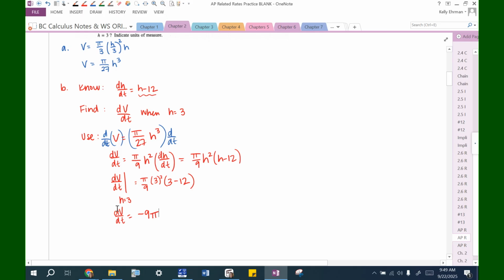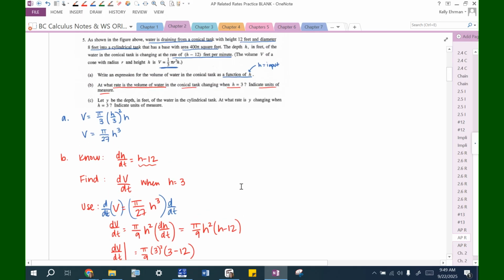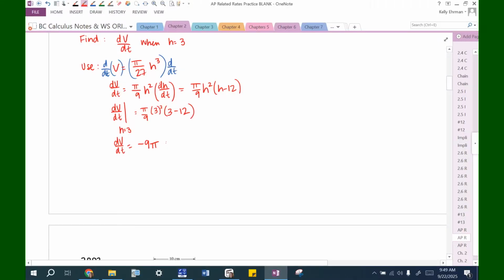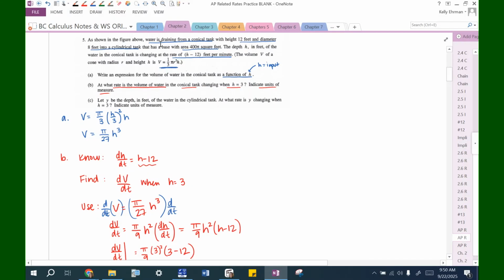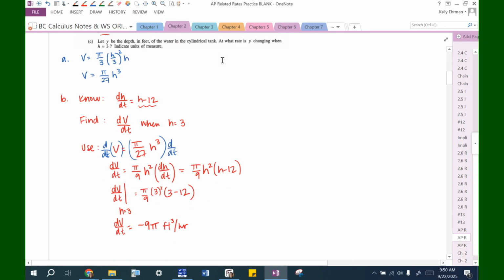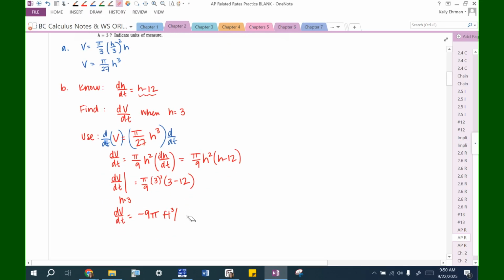Indicate units of measure. We're talking about volume. The measurements are in feet, so this is going to be cubic feet per hour. Let me check that. Yes, we had, oh no, not per hour, feet per minute. See, good thing I checked. I don't want to lose a point just because of the labeling. That would be silly. So this is my answer. Back here, this was my final answer. And then let's look at part C.